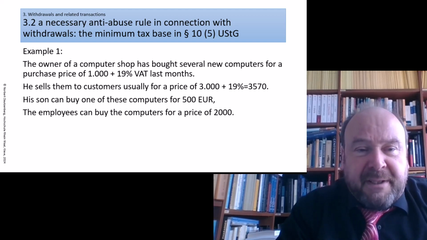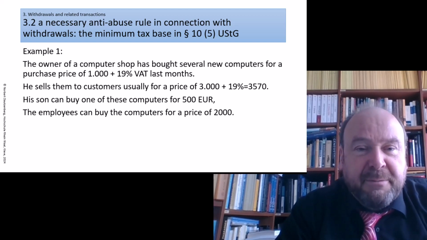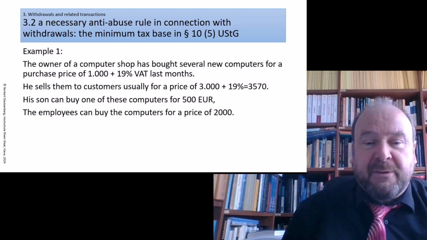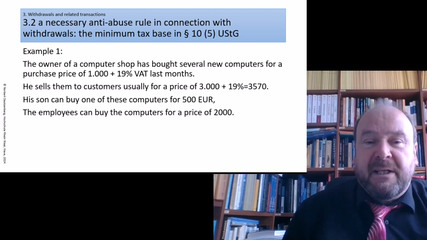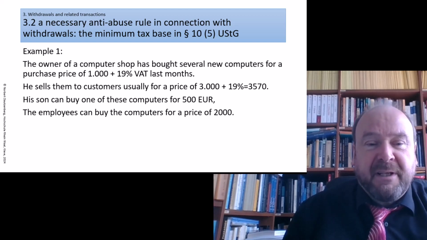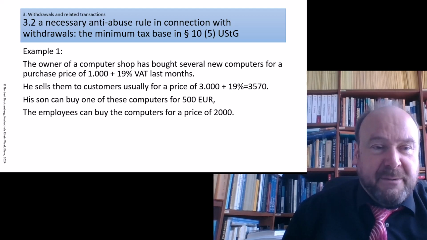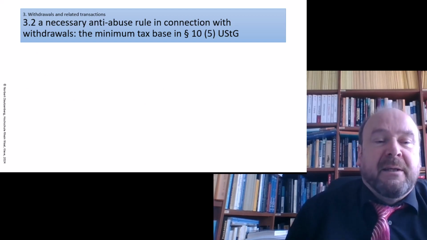The minimum tax base would be 1,000 in this case. So in that case, the consideration, the net price, would be higher. So this would be the tax base. So basically, we always have to go with the higher of the two if we have a deal with a closely related person. And as you remember now, employees also are a part of that circle of persons.